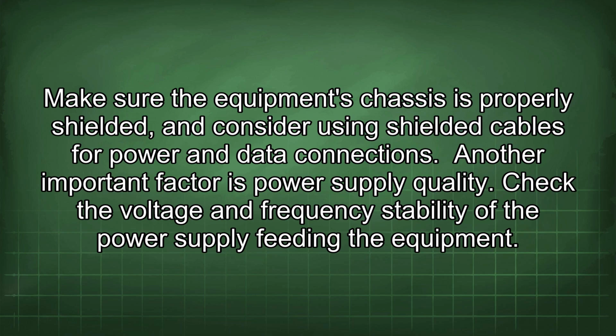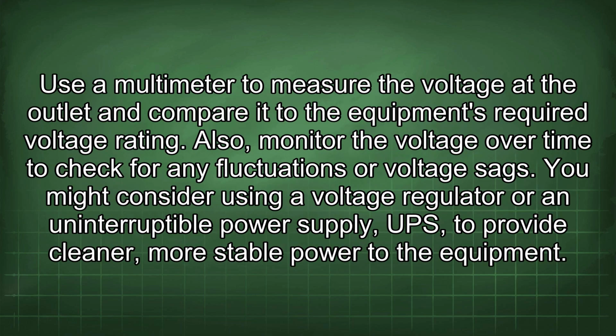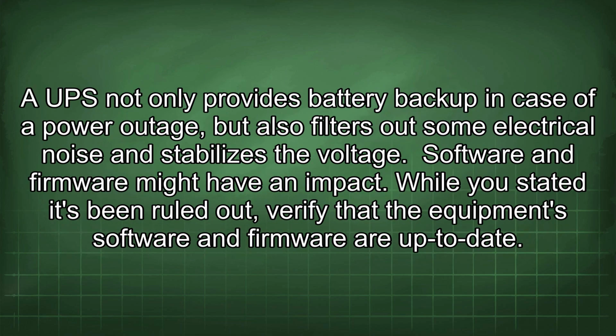Another important factor is power supply quality. Check the voltage and frequency stability of the power supply feeding the equipment. Use a multimeter to measure the voltage at the outlet and compare it to the equipment's required voltage rating. Also, monitor the voltage over time to check for any fluctuations or voltage sags. You might consider using a voltage regulator or an uninterruptible power supply, UPS, to provide cleaner, more stable power to the equipment. A UPS not only provides battery backup in case of a power outage, but also filters out some electrical noise and stabilizes the voltage.